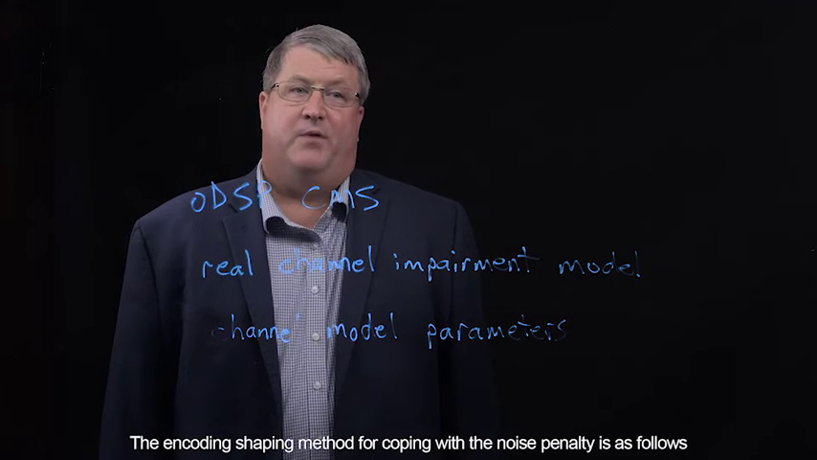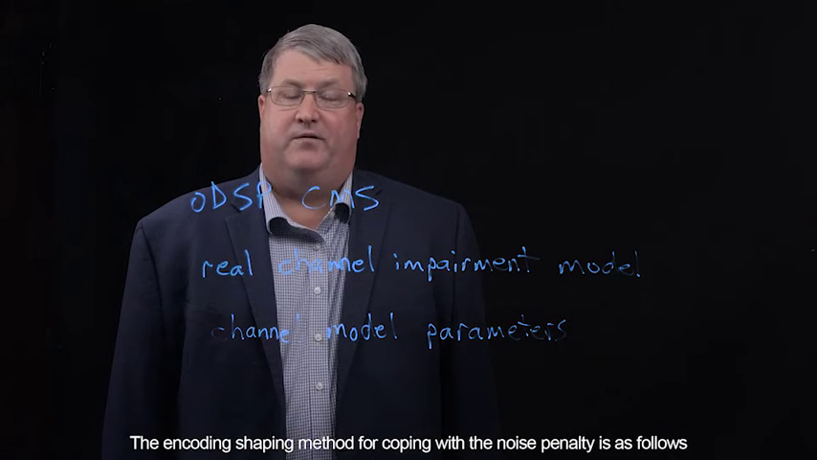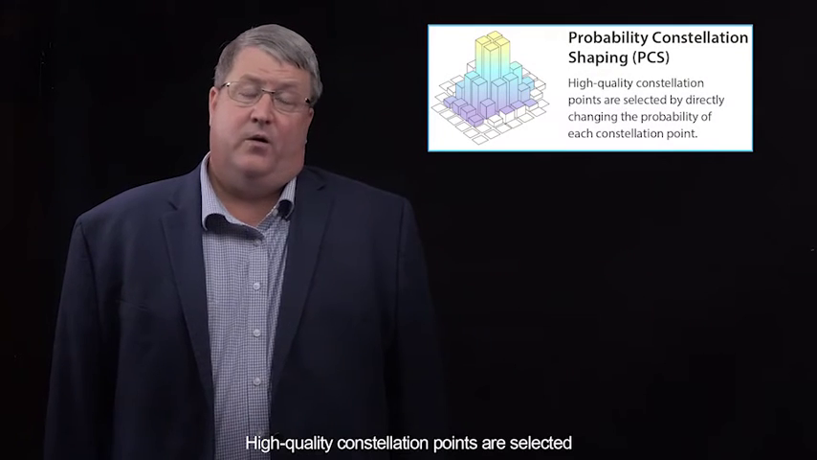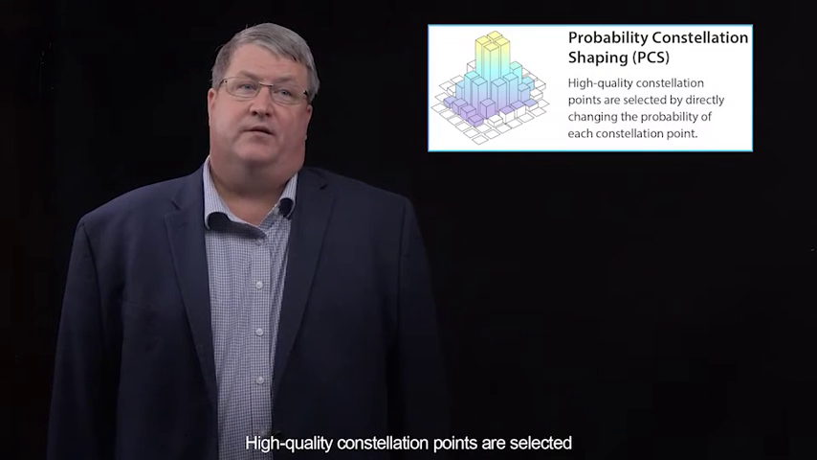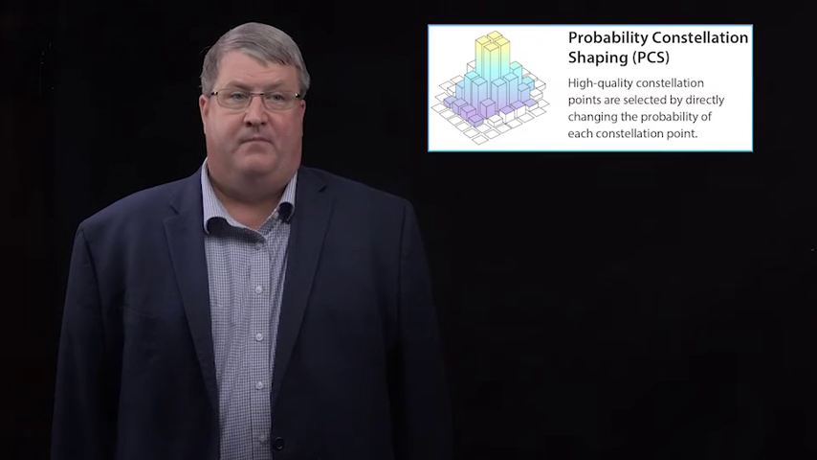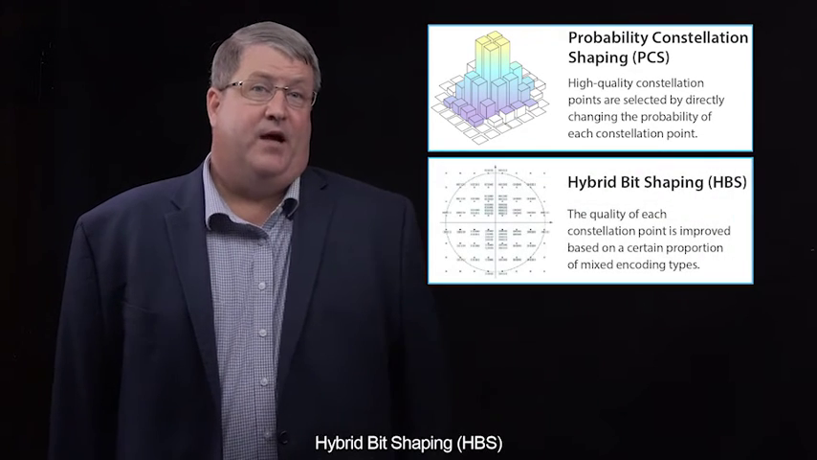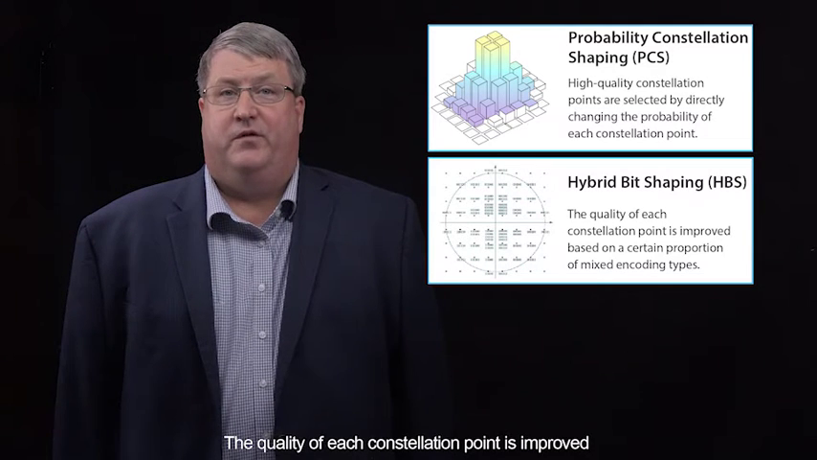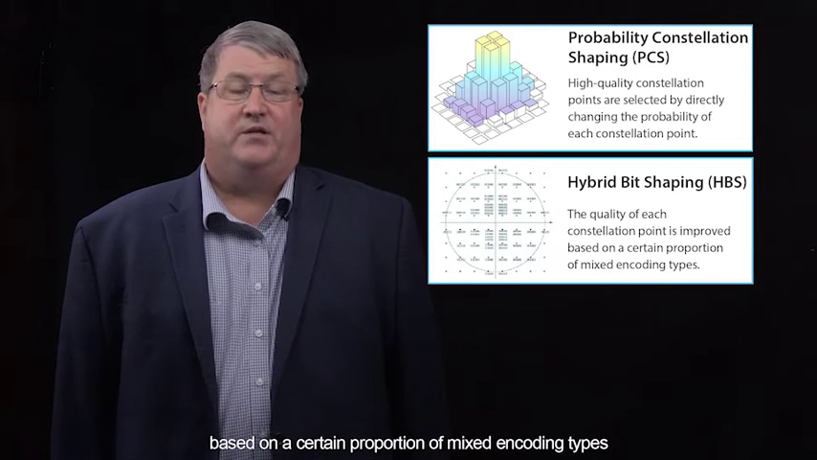The encoding shaping method for coping with the noise penalty is as follows. Probability constellation shaping, PCS. High-quality constellation points are selected by directly changing the probability of each constellation point. Hybrid bit shaping, HBS. The quality of each constellation point is improved based on a certain proportion of mixed encoding types.